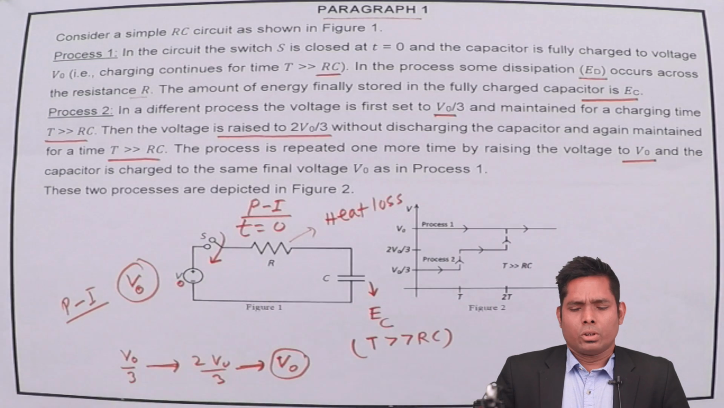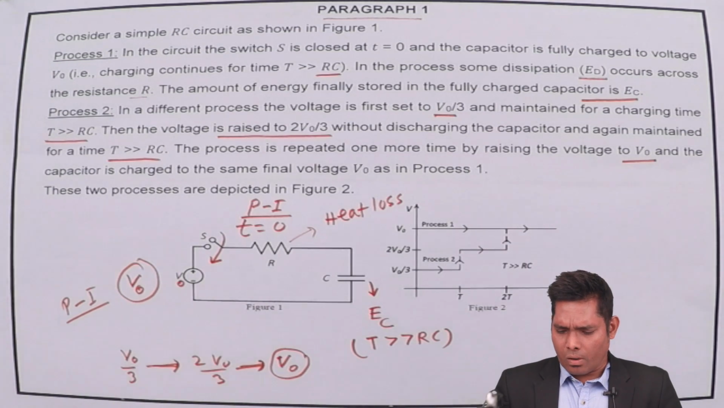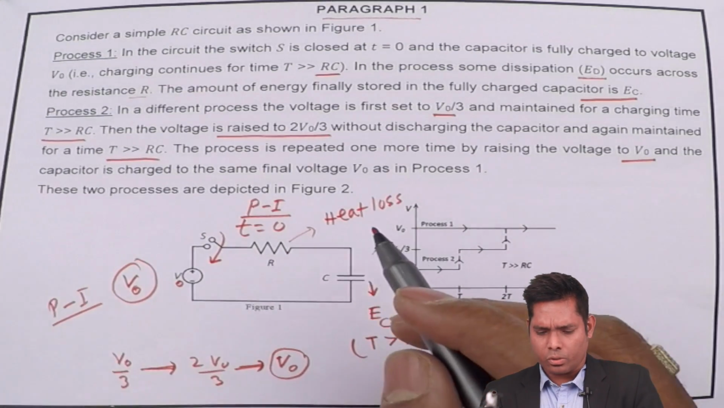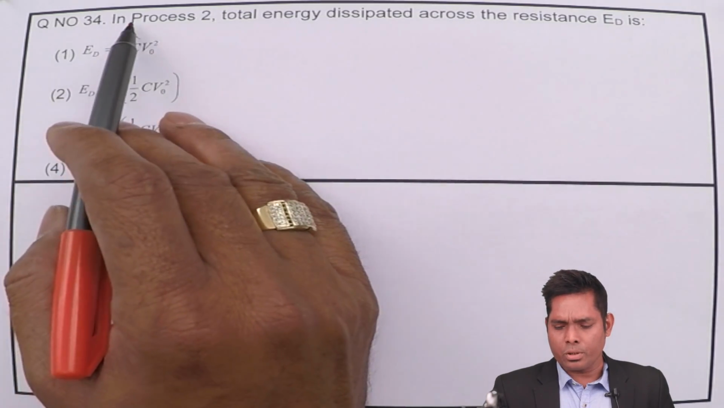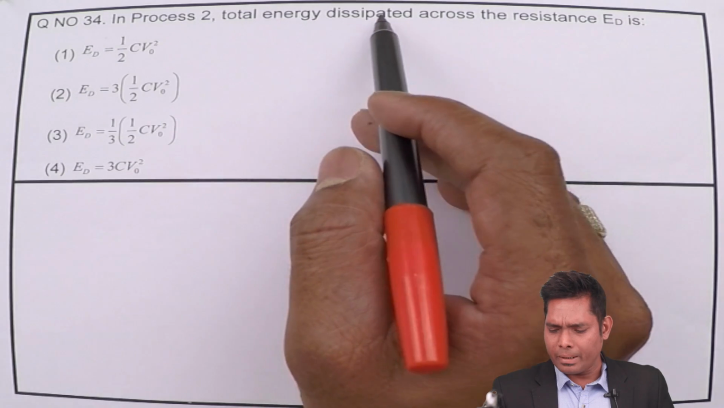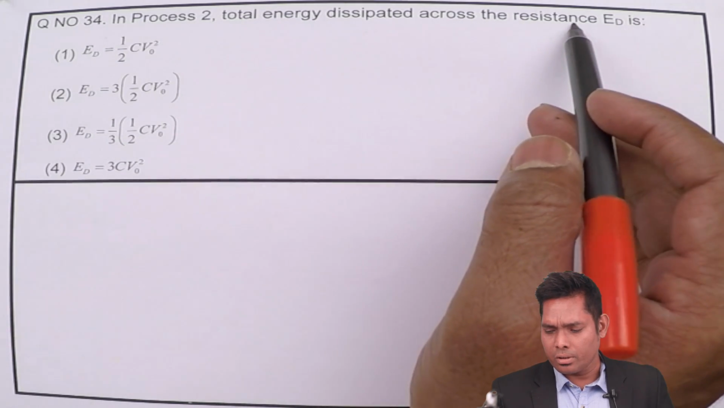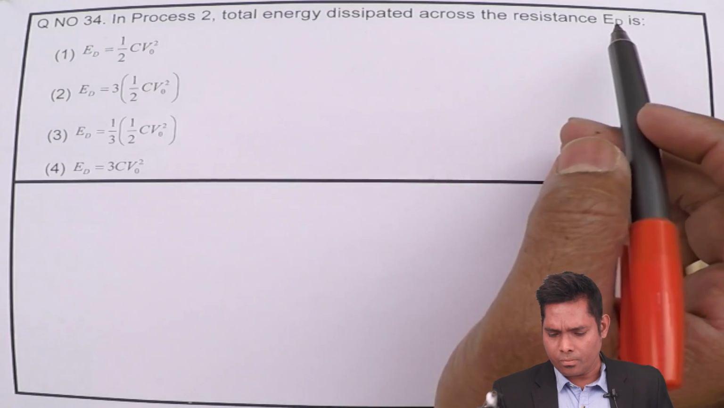Hello students, let us solve the second question, that is question number 34 of the first paragraph of the 2017 JEE Advanced Physics paper. Let us solve the next part of this question, question number 34. It says, in process 2, the total energy dissipated across the resistor, ED, is.